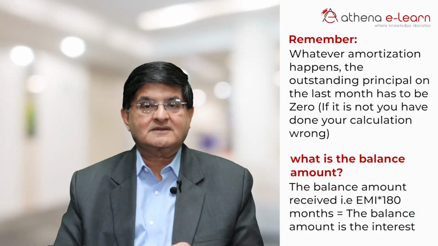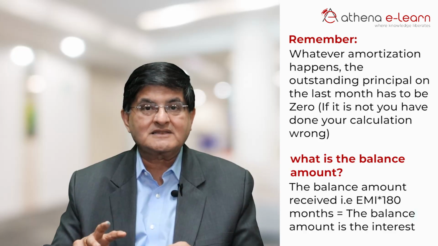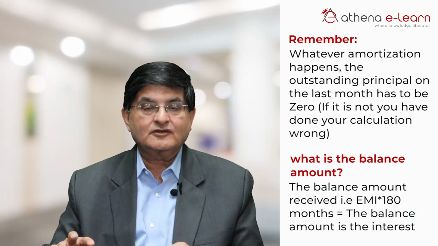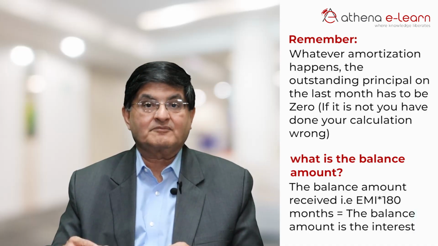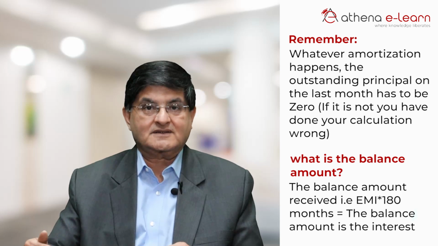Remember two or three principles. One, whatever amortization happens, the outstanding principal on the last month has to be 0. If it is not, you've done your calculation wrong. Now, if that is so, then the balance amount you have received, which is the EMI multiplied by 180 months, the balance amount is the interest.